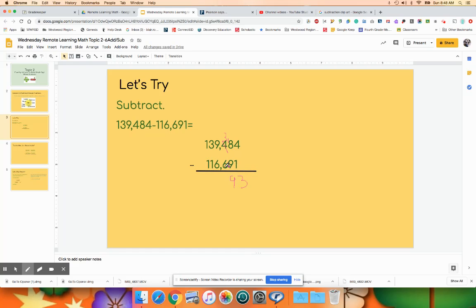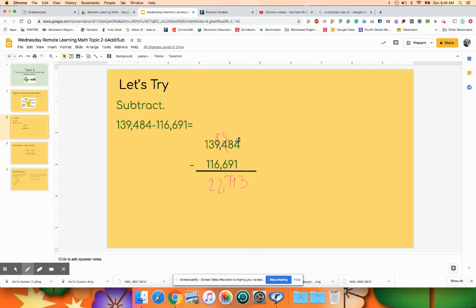I move over. 3 minus 6, I can't do, so I'm going to go to the neighbor, and I'm going to borrow from the 9. The 9 is going to become an 8. The 1 I borrowed comes over, and this becomes a 13. 13 minus 6 is 7. My comma. 8 minus 6 is 2. 3 minus 1 is 2. Oopsies. Awesome. And 1 minus 1 is nothing. So our answer, the difference, would be 22,793.